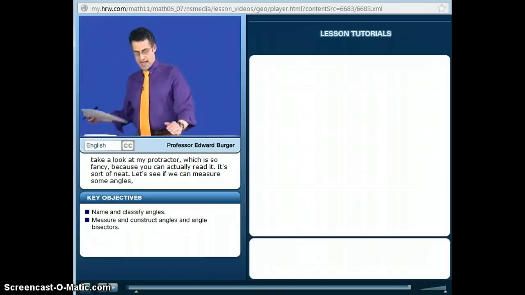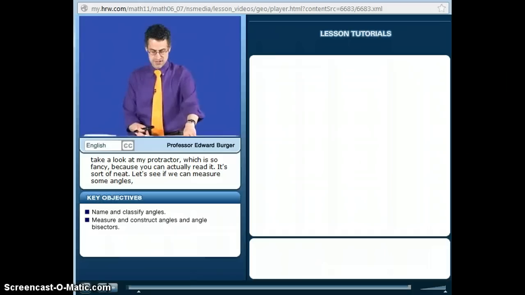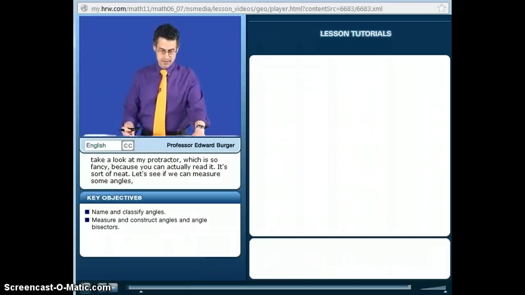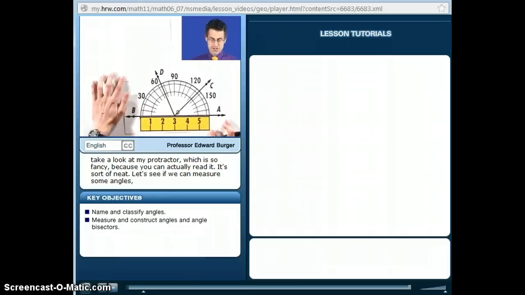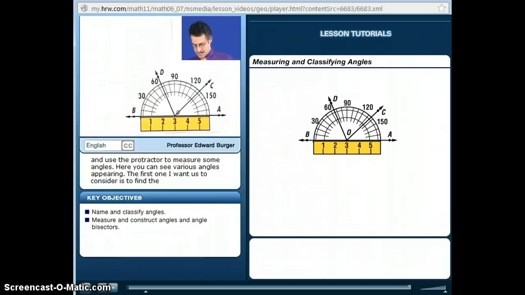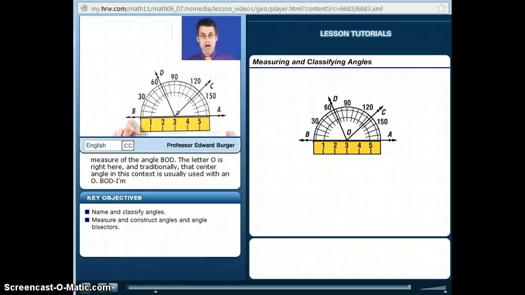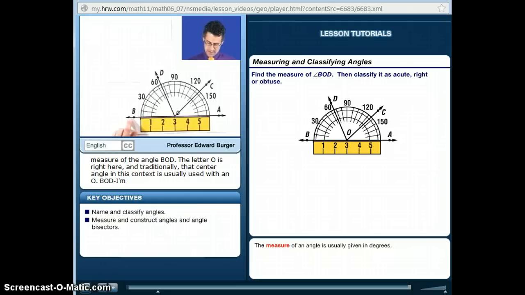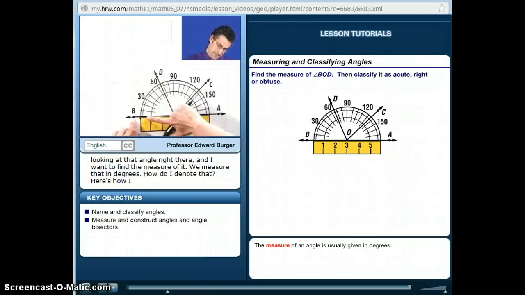Let's just take a look at my protractor, which is so fancy because you can actually read it, which is sort of neat. And let's see if we can actually measure some angles and use the protractor to measure angles. So here you can see various angles appearing. And the first one I want us to consider is to find the measure of angle BOD. The letter O is right here, and traditionally that center angle in this context is usually used with an O. So BOD.